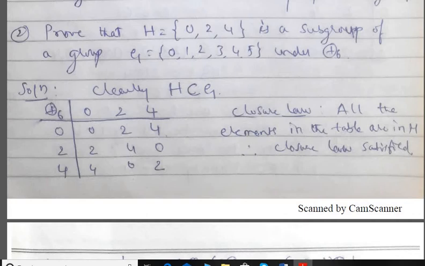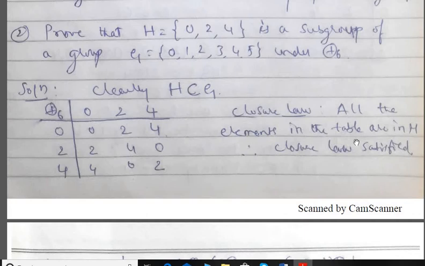In the third row, 4 plus 0 is 4, and 4 plus 2 is 6; again when 6 is divided by 6, the remainder is 0. And 4 plus 4 is 8, and when 8 is divided by 6, the remainder is 2. This table is called the Cayley table for the set H equals 0, 2, 4. Now we have to show this is a group, so we have to show it satisfies the closure, associative, identity and inverse laws. The first is the closure law. Observe the elements in the table: 0, 2, 4, 2, 4, 0, 4, 0, 2.